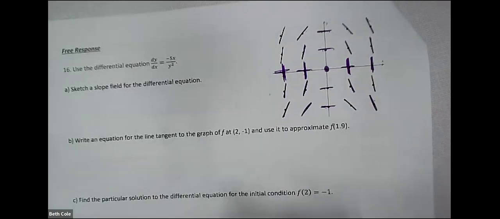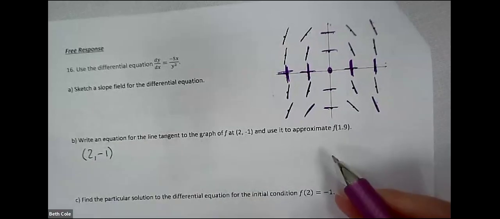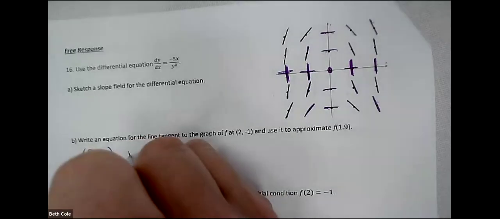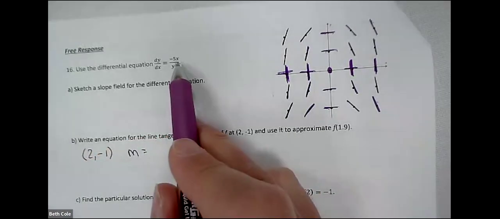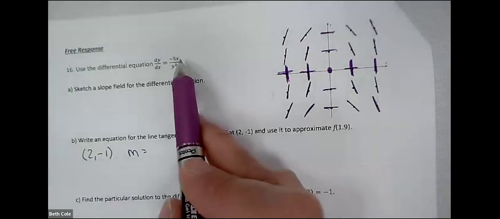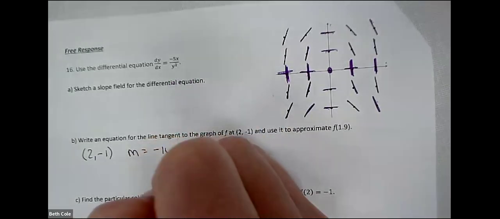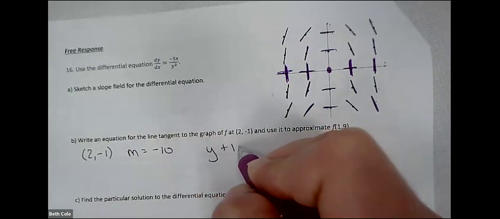All right, write an equation for a tangent line. So you need a point, which is our 2, -1, and then you need your slope at this point. So we are going to plug 2 in for x, negative 1 in for y. So that is going to give us negative 10. We're going to write our equation.